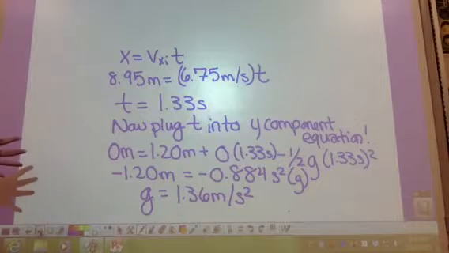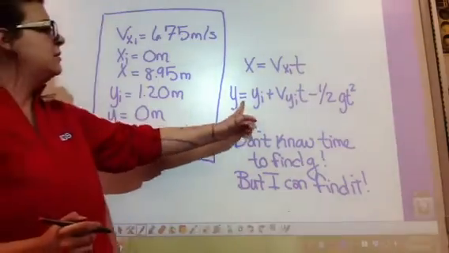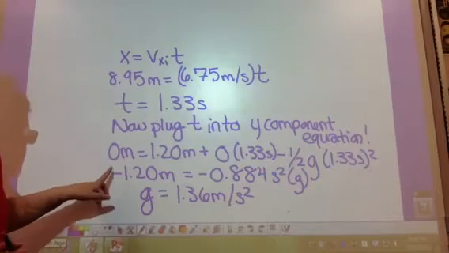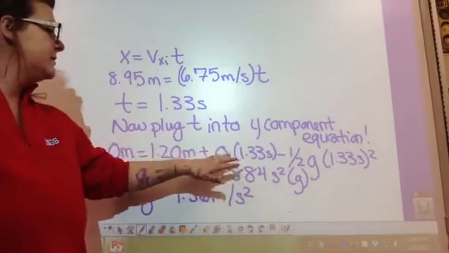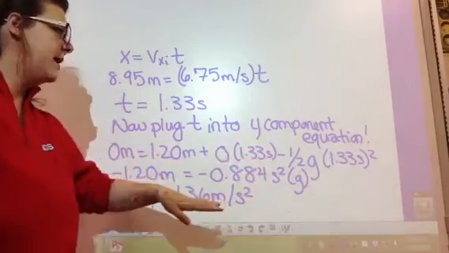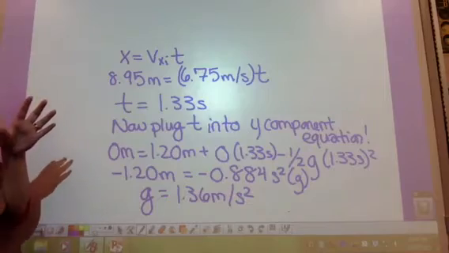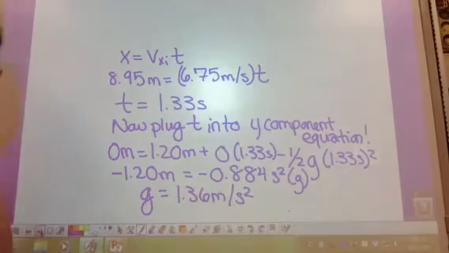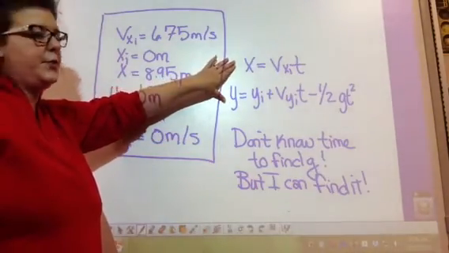So now that I have time, I can plug that 1.33 seconds into my y equation that I wrote down here. If I do that, I'm going to get 0 meters is equal to 1.20 meters plus 0, pretty much just 0 times time, then minus 1/2 g times my time squared. So if I plug all of those numbers in, I end up getting my Zircon gravity to be 1.36 meters per second squared. And I got all of that by using these two equations for projectile motion.